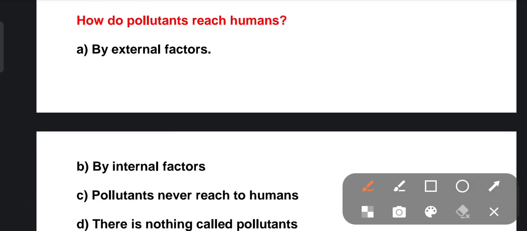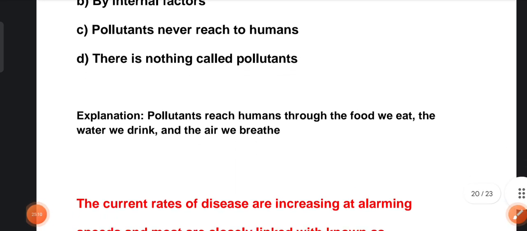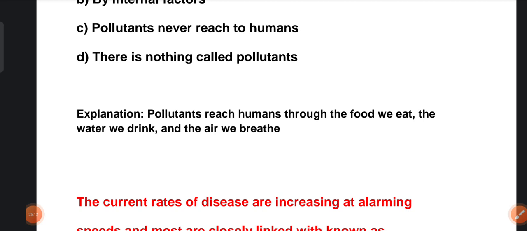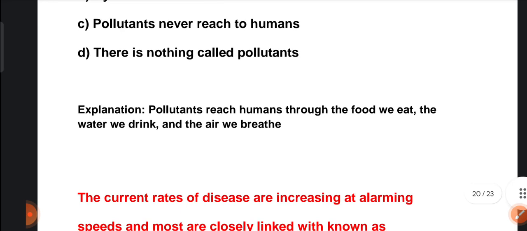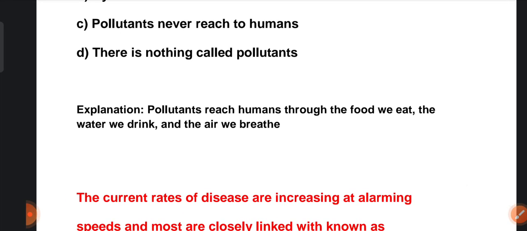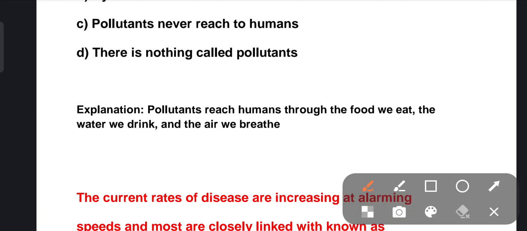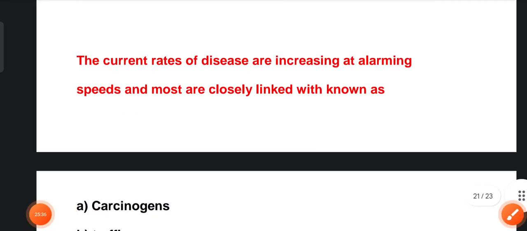The next question is, how do pollutants reach humans? Okay, how is pollution reached to humans? Options are by external factors, by internal factors, pollutants never reach the human, or there is nothing called pollutants. The right option is by external factors. So we will see which are external factors. Pollutants reach humans through the food we eat. The pollution can be mixed with the food, the water we drink, and air. So the pollution mainly we can see in food, water, and air. With these three ways, the pollutants can reach human beings as well as animals.